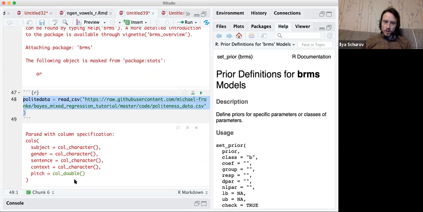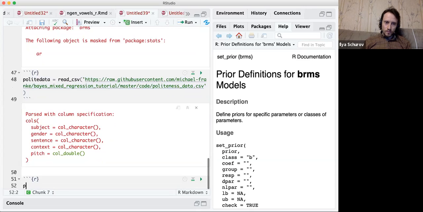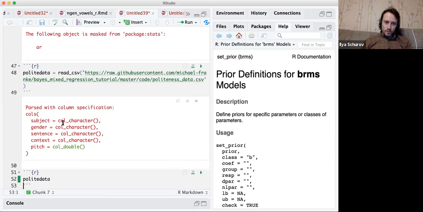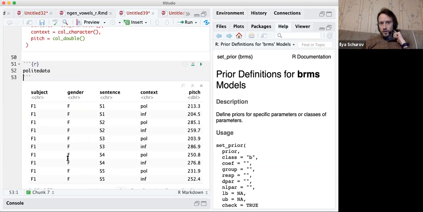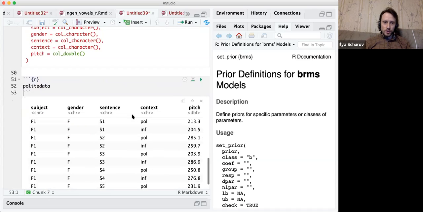So let us read this data. In this data, we have information about pitch of a voice of different persons, of different genders, in different contexts. Context can be polite or informal. And we are interested in the relation between this pitch and this context.